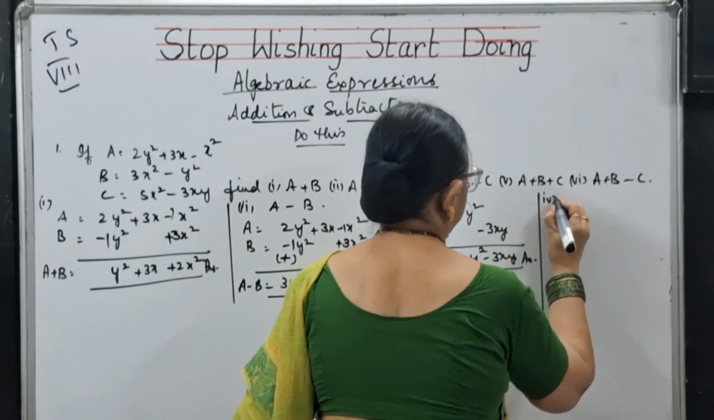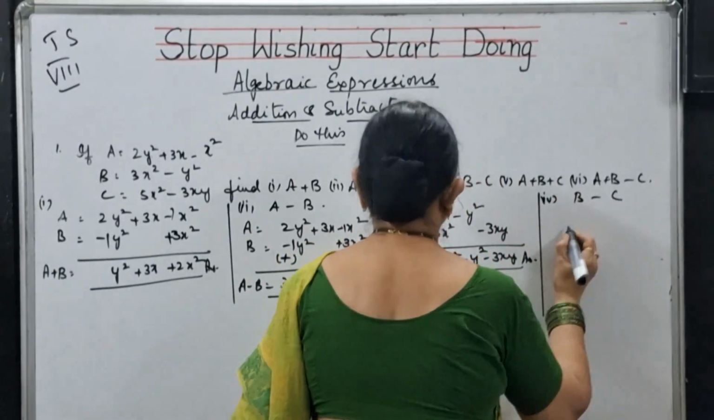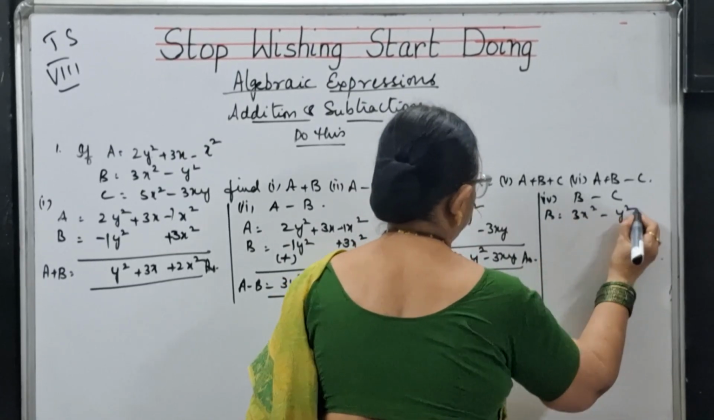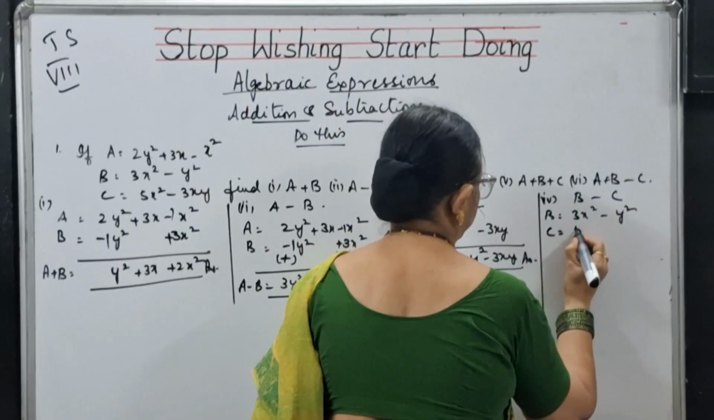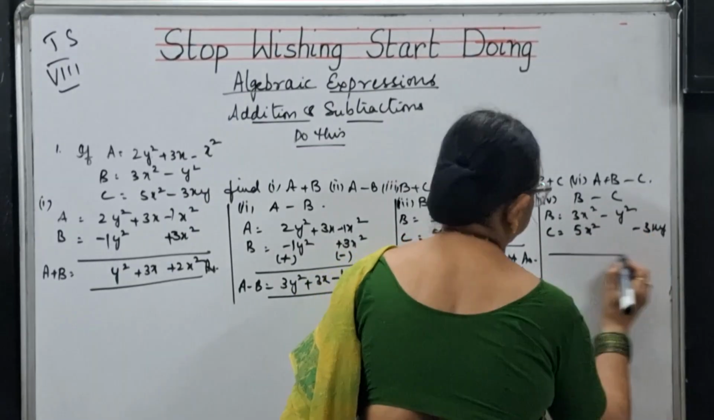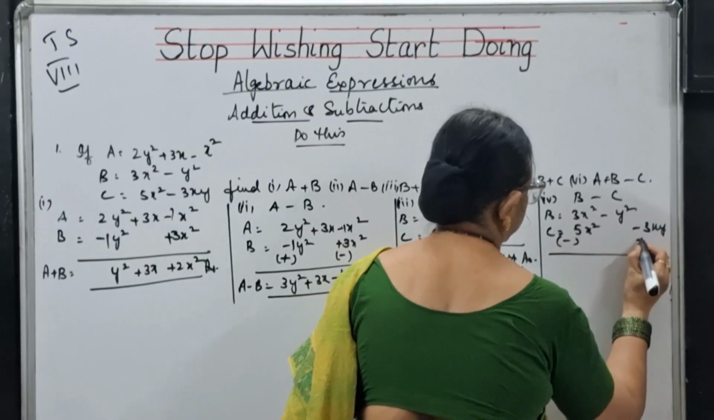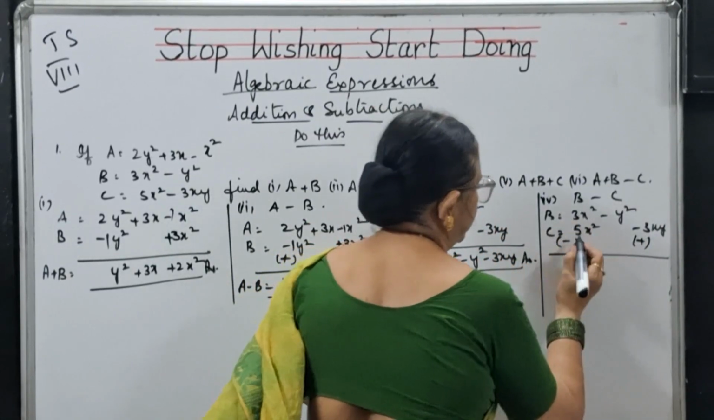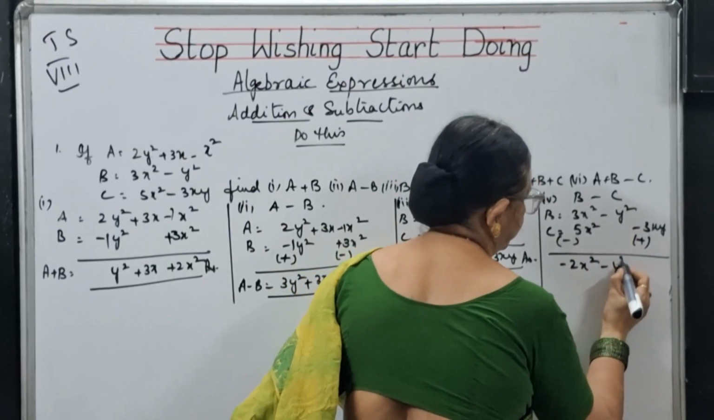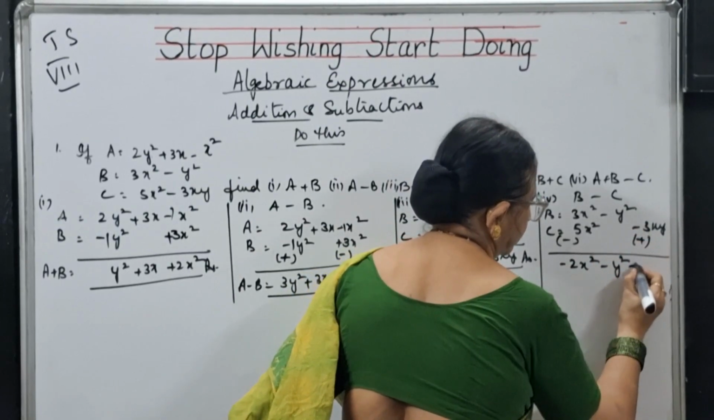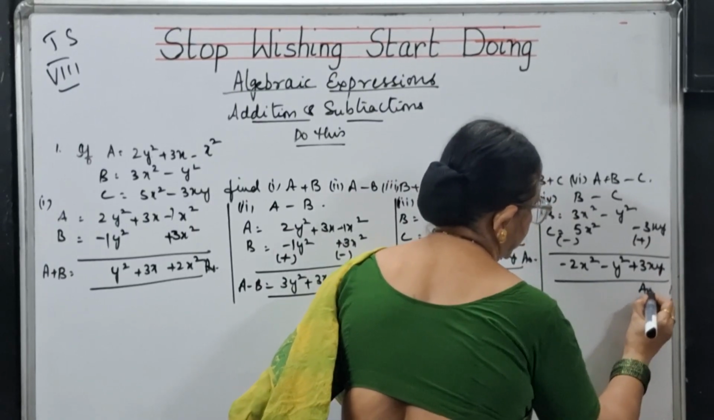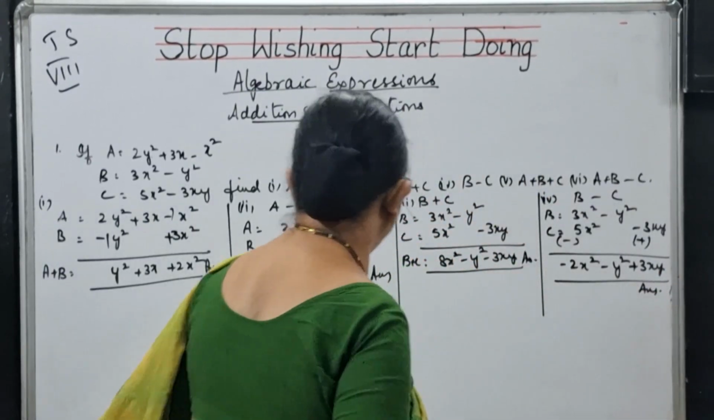Fourth one, b minus c. So b is equal to 3x square minus y square, and c is equal to 5x square minus 3xy. Now it is subtraction, so change the signs. So 3 minus 5 is minus 2x square. This we write as it is, and minus 3xy becomes plus 3xy. The signs will change. This is the answer for the fourth bit, children.